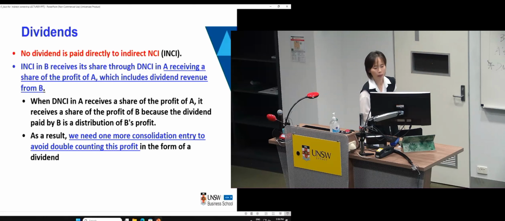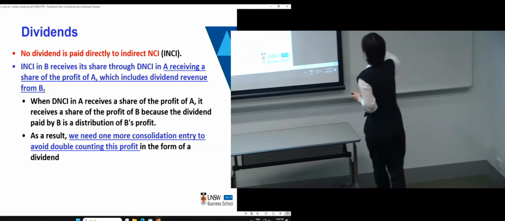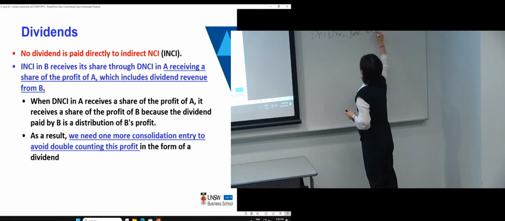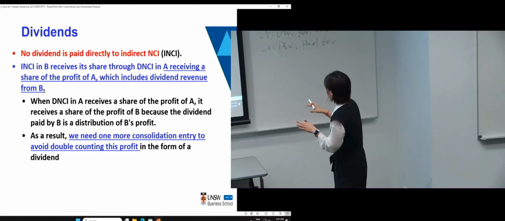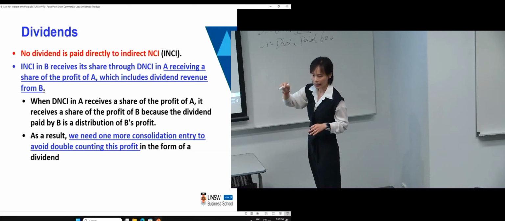Now, how are we going to resolve this issue? How to avoid the double counting? Very simple. We just eliminate the intra-group dividend revenue. So look at the dividend revenue reported by A. That is 600, and that is intra-group dividend revenue. So we need to debit dividend revenue 600 and credit dividend paid 600. Now there's an elimination of intra-group dividend revenue. What else? Well, who recorded this dividend revenue? A Limited, right? Your elimination here reduces A's profit, and therefore reduces NCI's share of A's current profit.